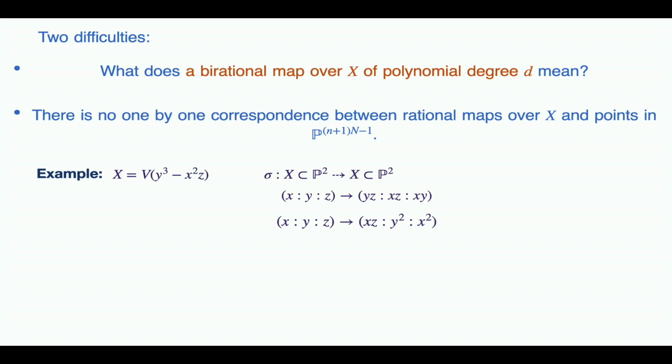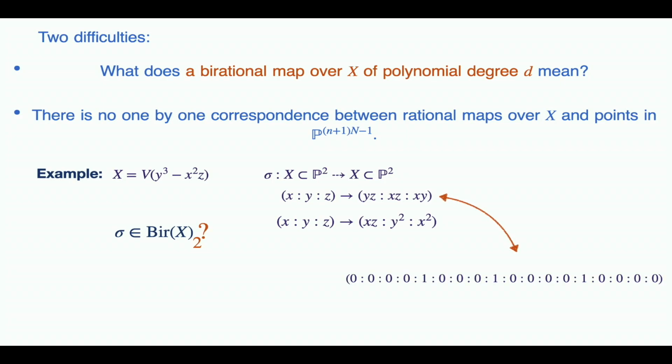We will lose the one-to-one correspondence in P17. If it is in Bir P2, the first representative corresponds to this point in P17, and the second representative corresponds to this point in P17. So for one rational map, we get 2 points in P17. We cannot study the structure in this way, as we don't have this one-to-one correspondence. So it was the first difficulty.